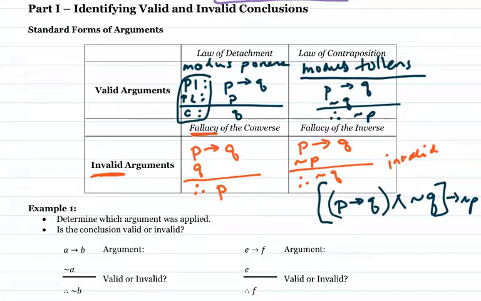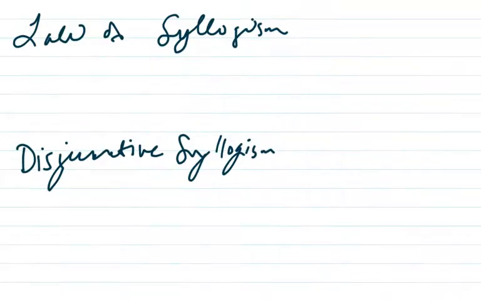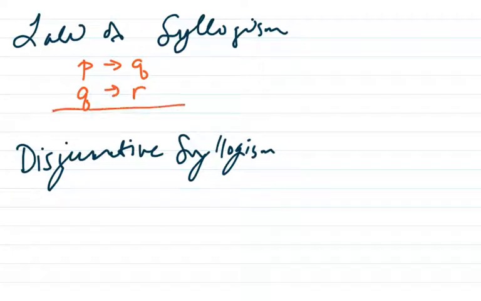There are 2 additional laws of arguments in the book that you may need to know. And those are the law of syllogism, which is if P then Q is the first premise, and then we have if Q then R is our second premise, then our conclusion therefore is if P then R. And that is a law that shows a valid argument.